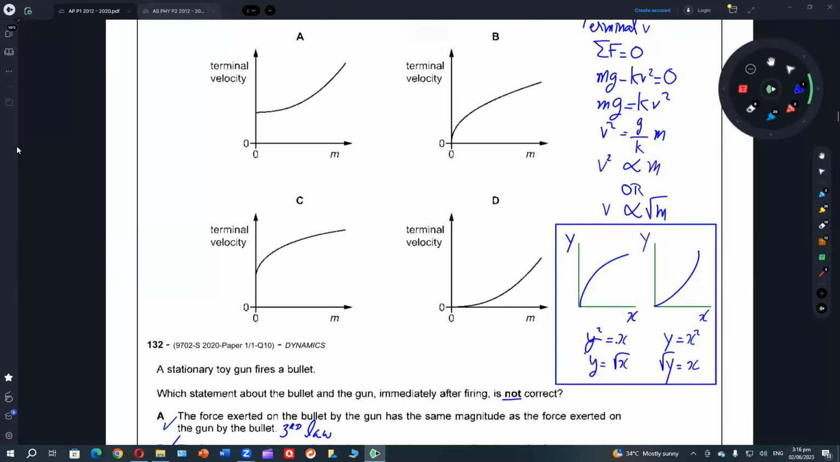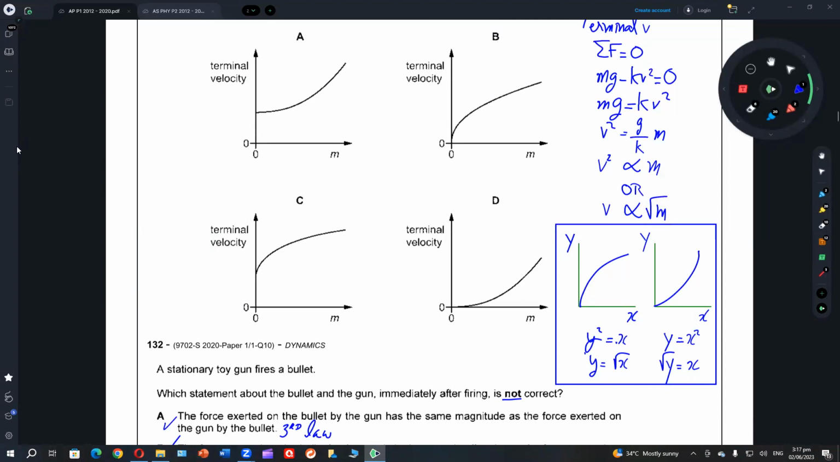Now, you have to see which one suits us. So it should be bending towards m. So either B or C. There are two options, B and C. Now, B is starting from 0. This graph cannot start from 0, or it can start from 0.